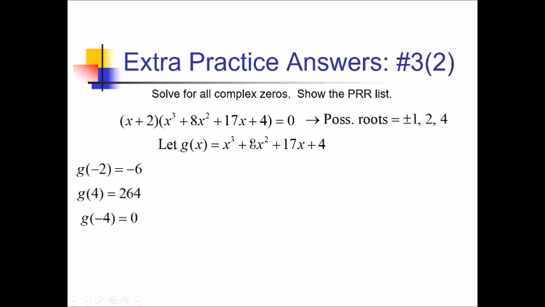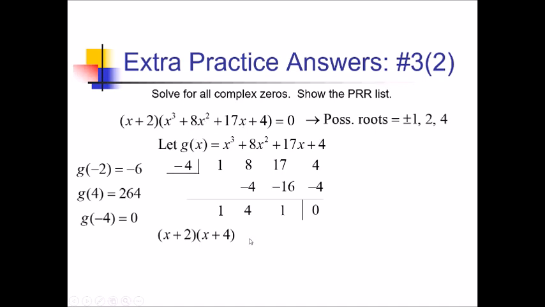So I've got my coefficients of 1 for the x cubed, 8, 17, and 4. Box number of negative 4 this time around. We bring down the 1, times negative 4 is negative 4, plus 8 is 4, times negative 4 is negative 16, plus 17 gives us 1, times negative 4 is negative 4, plus 4 is 0, which is good. So that means that we have the x plus 2 initially. We now have an x plus 4 factor that we can split this thing up into. And the other factor is now going to be this quotient, which is 1x squared plus 4x plus 1.